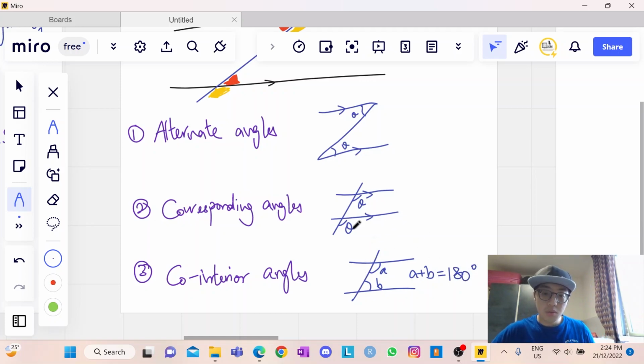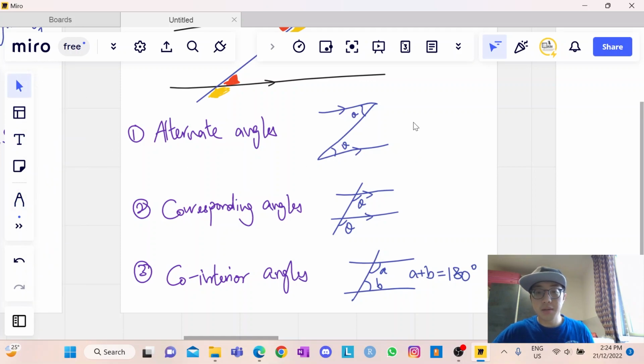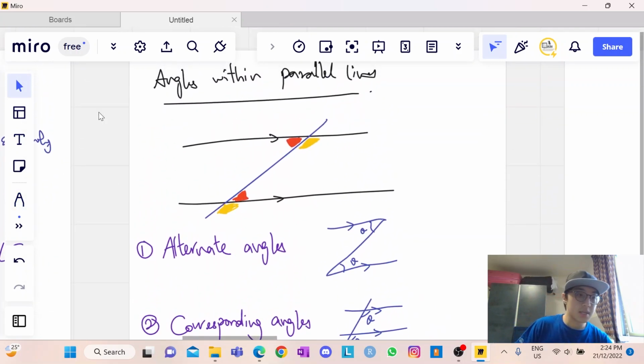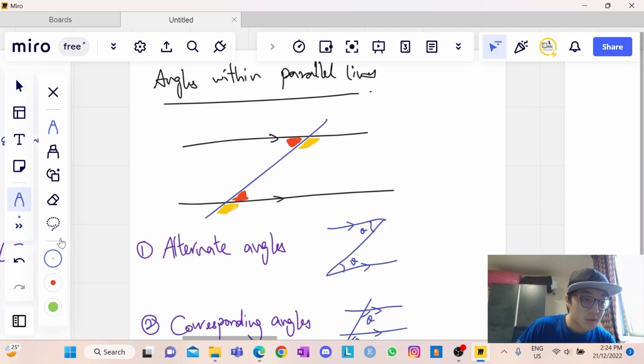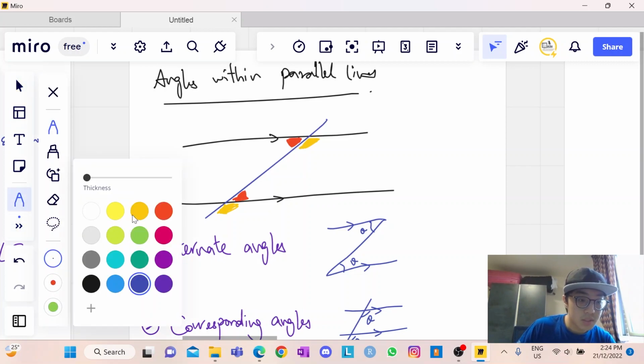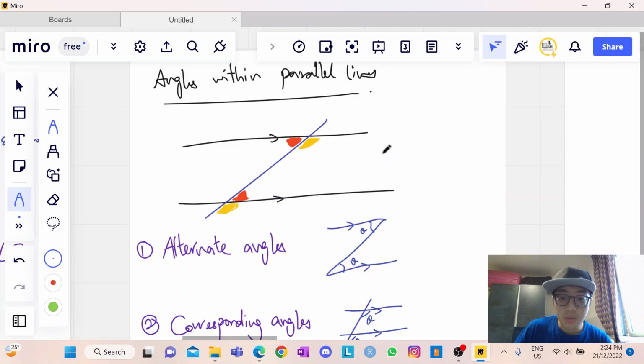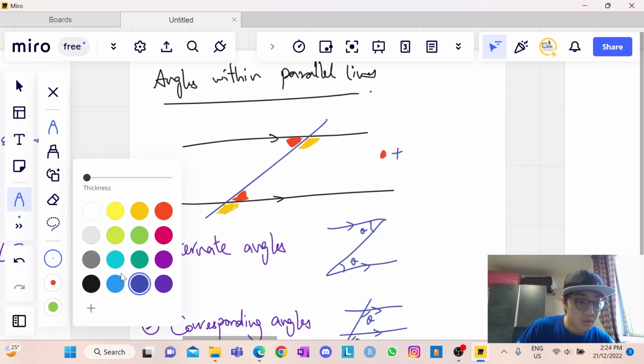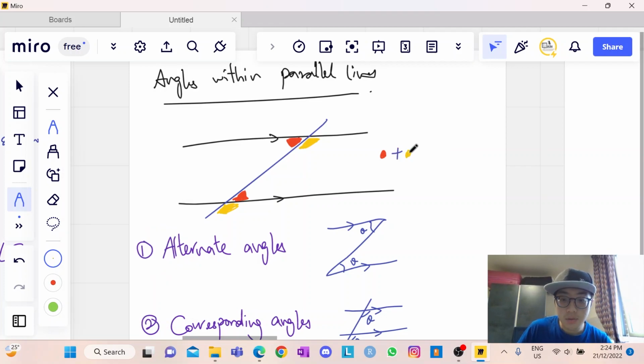So what is the theory behind this? If we say this color right here plus this color right here equals 180 degrees. So this part right here and this part right here is 180 degrees, right? Why can we deduce that?